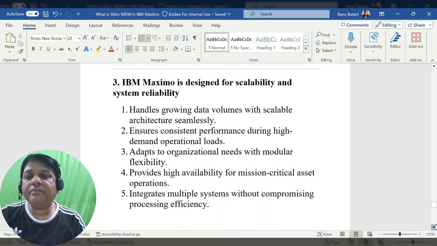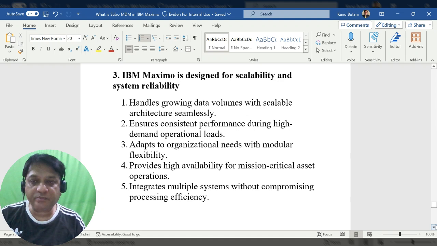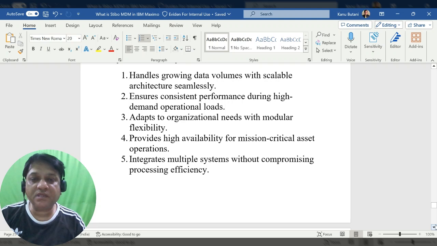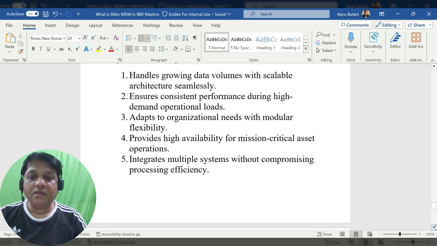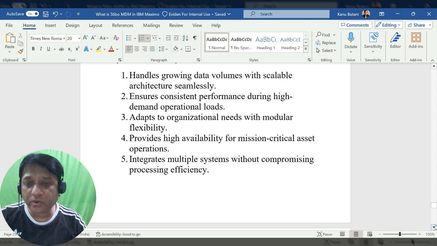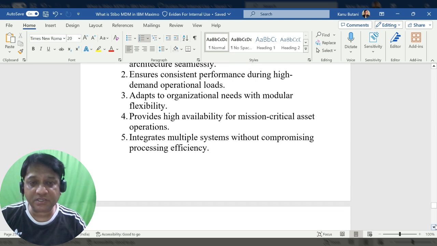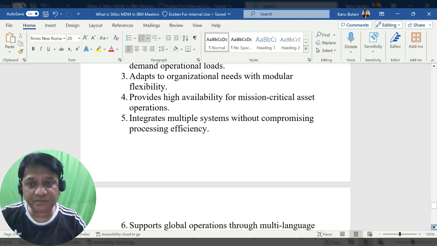Third is how IBM Maximo is designed for scalability and system reliability. It handles growing data volumes with scalable architecture seamlessly. It ensures consistent performance during high demand operational loads. It adapts to organizational needs with modular flexibility. It provides high availability for mission critical asset operations.